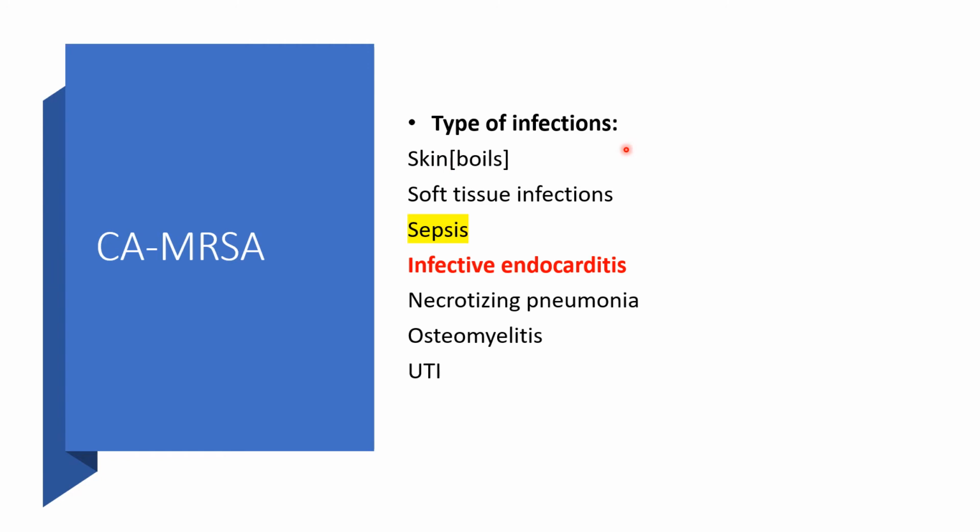Types of infections could be boils or soft tissue infections, and sepsis. Remember, the other time I told you that the fact that it is from the community doesn't limit it to skin and soft tissue infections only. Now we could find sepsis even in community-associated MRSA. Also infective endocarditis from the community, necrotizing pneumonia, osteomyelitis, and urinary tract infections. This could be the trouble that the individual presents with.